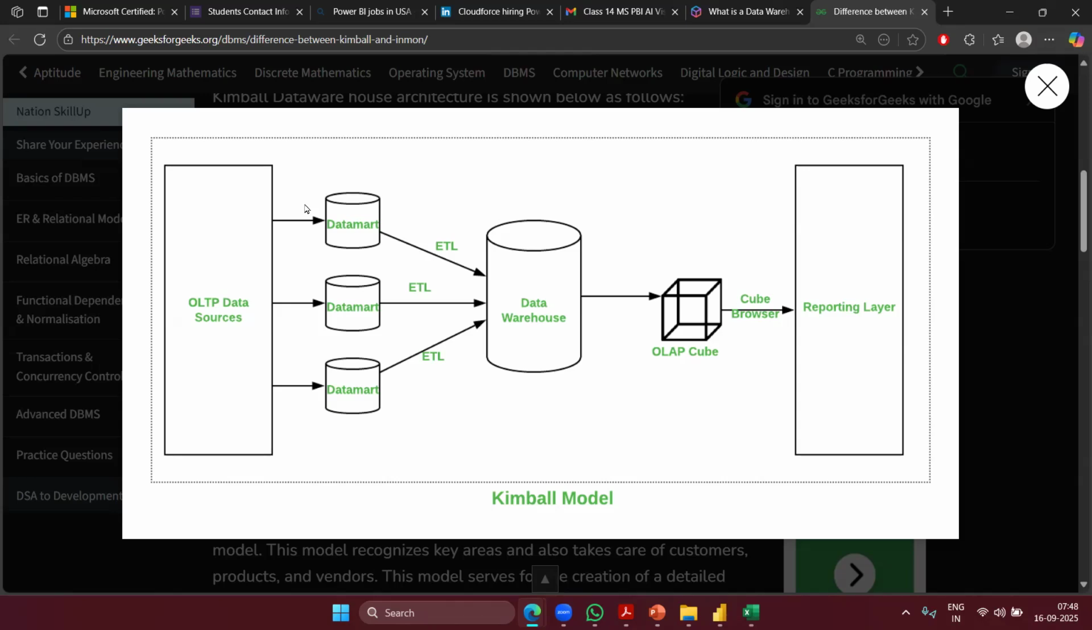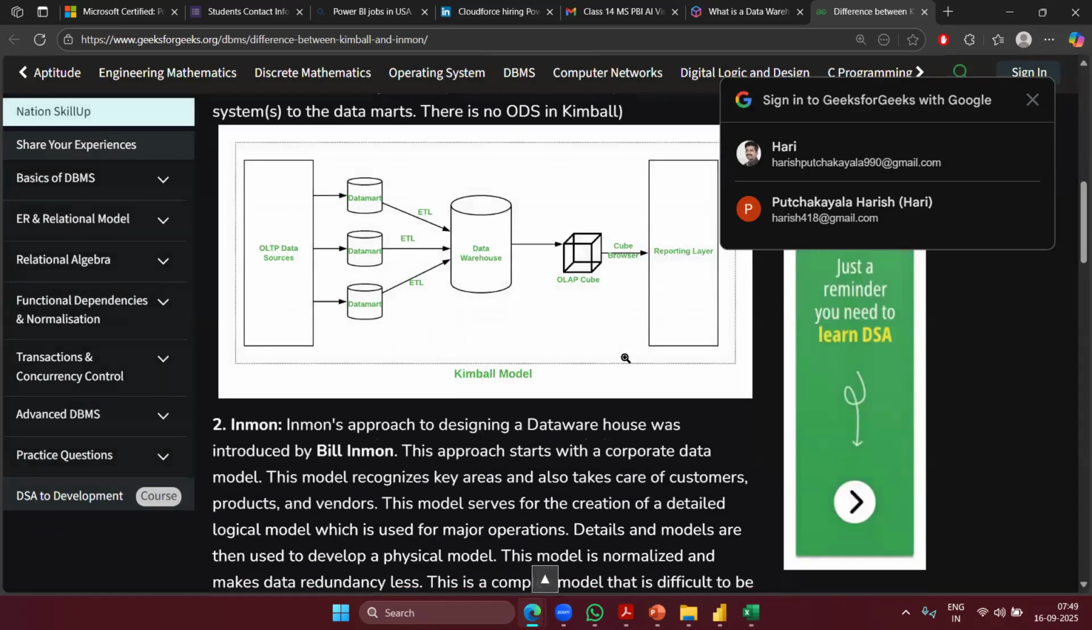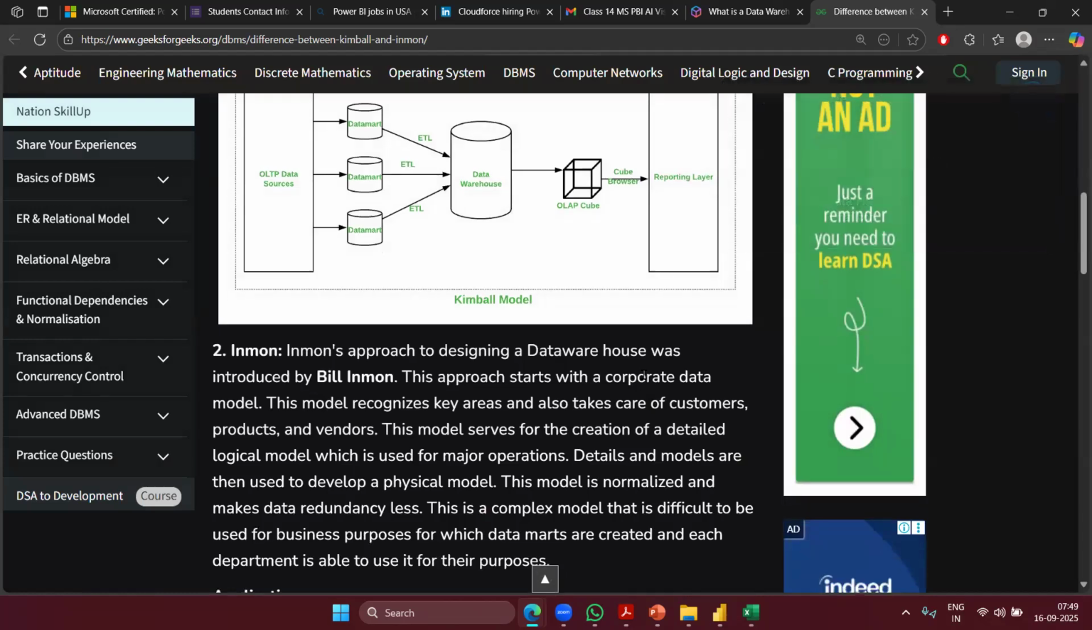And the benefit is that since we can already build one data mart, end users can start working on top of it for pulling the reports and everything. So this is the Kimball methodology. At the same time, Inmon has proposed another solution. Now let us see that one.